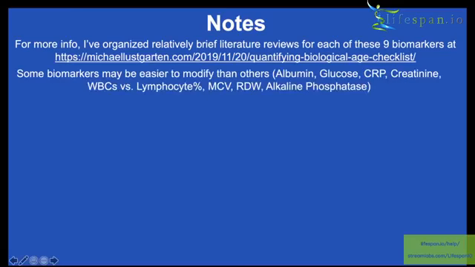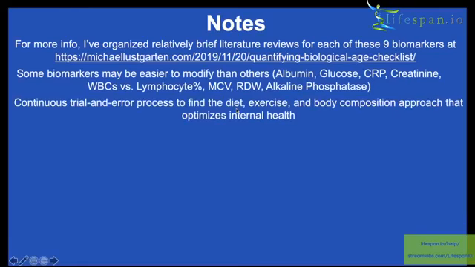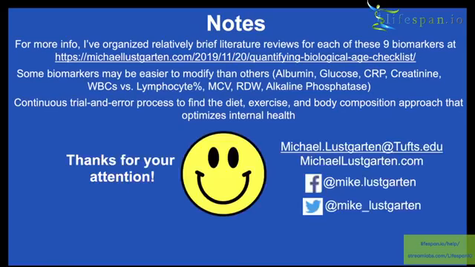It's important to note that some biomarkers may be easier to modify through diet, exercise, supplements, fitness, or other means than others. For example, for me, I'd say that albumin, glucose, C-reactive protein, creatinine, and white blood cells may be easier to modify versus the others. And this is a continuous trial and error process. To think that you could just do it once and have it perfect, I'd argue that's not the case. And that's all I got.